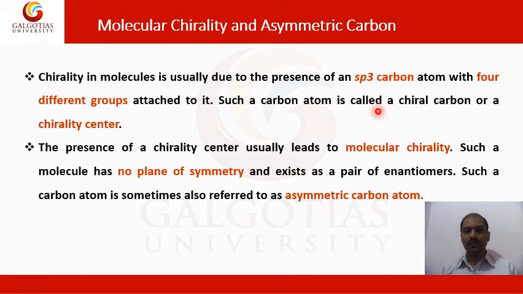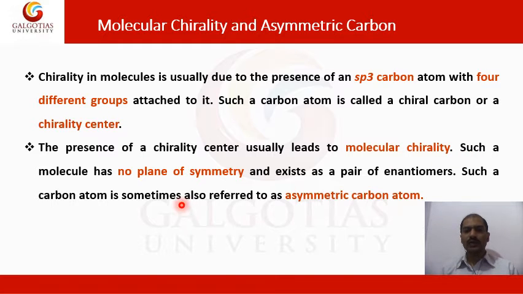If four different atoms are attached to that carbon, then this will be said to be a chiral molecule, and the central carbon which has these four different groups or atoms will be said to be a chiral center or chirality center. The presence of a chiral center usually leads to molecular chirality, because if the chiral center is there, then obviously the overall molecule will be chiral.